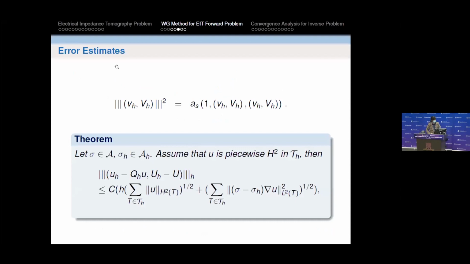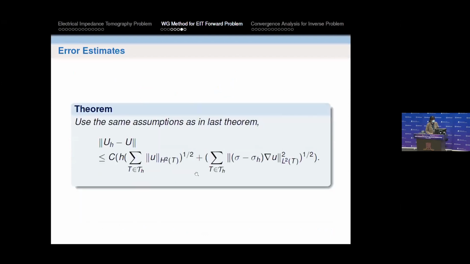For the forward solver, we have the following error estimate. That is, in this induced norm H, we have the convergence order of h squared. However, in the minimization problem J we just mentioned, the minimization is over the L2 norm of capital U. Therefore, we also need to prove this theorem on the convergence of capital U in the L2 norm.